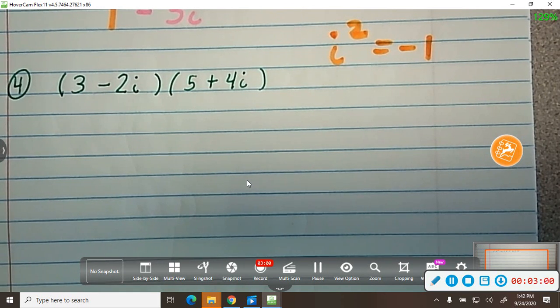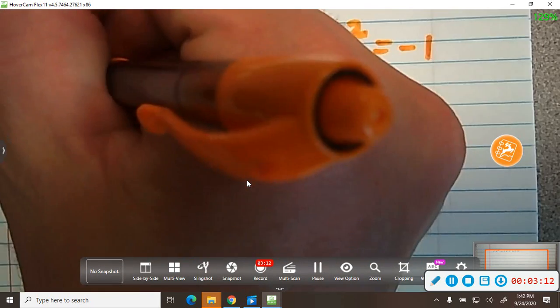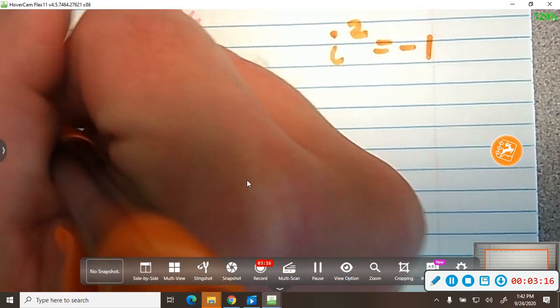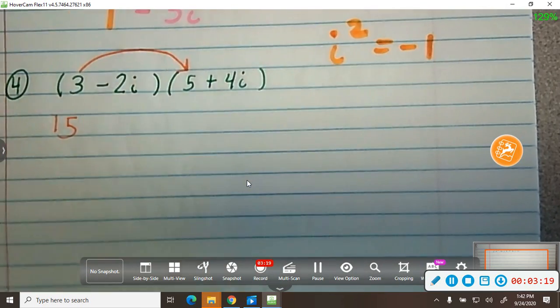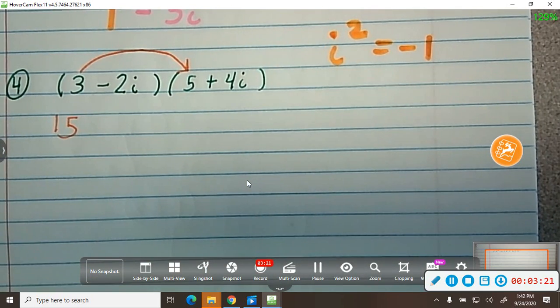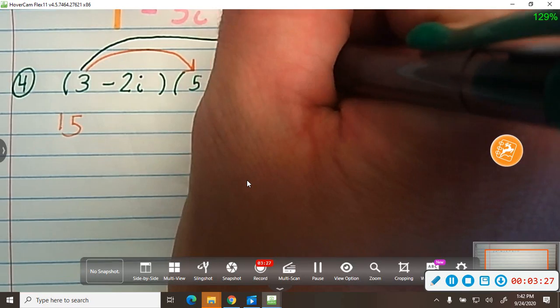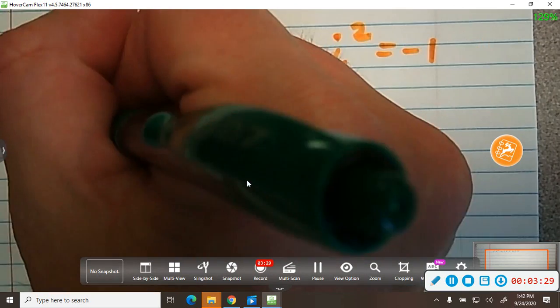So this is called distribution. Your teacher may have taught you different ways. Some teachers teach you to make a table. Some teachers teach you to just distribute. Some say FOIL. But essentially, you just take the 3, distribute it to the 5. 3 times 5 is 15. You take the 3, distribute it to the 4i. 3 times 4i is 12i.